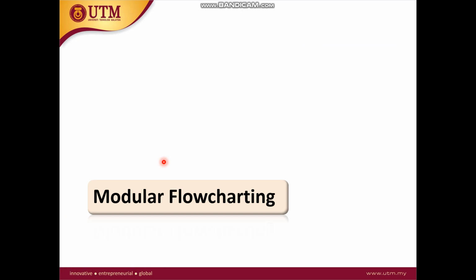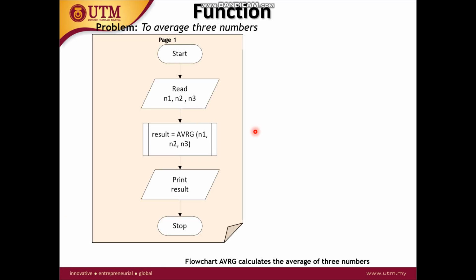Now we are going to move to another section, which is called modular flowcharting. Here we have a flowchart. Let's see what's happening here. The flowchart starts and you are reading those three numbers. Look, here we are saying result equals avrg of n1, n2, n3, then print this variable result.